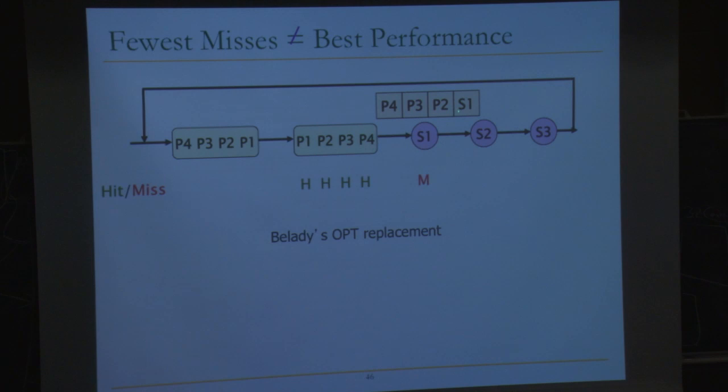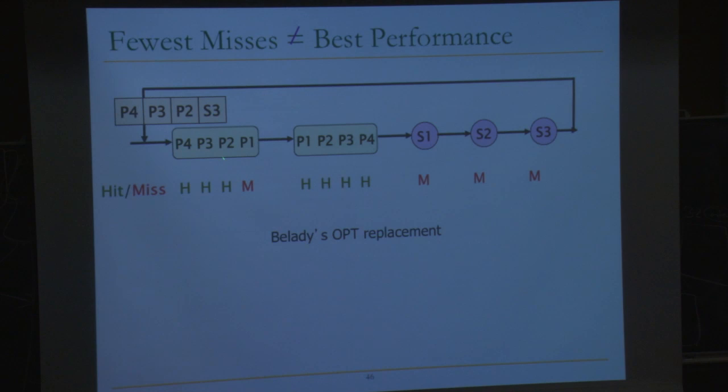The block that you're going to access furthest into the future is, well, S1, right? Because you're going to access P4, P3, P2. So S1 is replaced. So we'll get a miss here. And then next, you need to replace S2, because that's going to be the one block that's going to be accessed furthest into the future. Right? And at this point, your cache has P4, P3, P2, and S3 in the cache. And when you get to this point, you'll get 3 hits and 1 miss. Right?